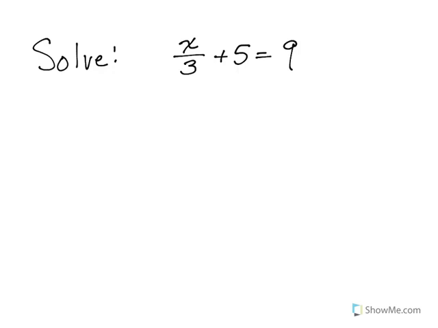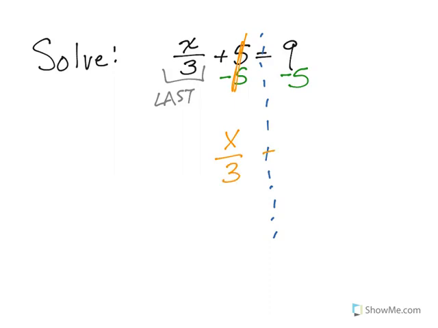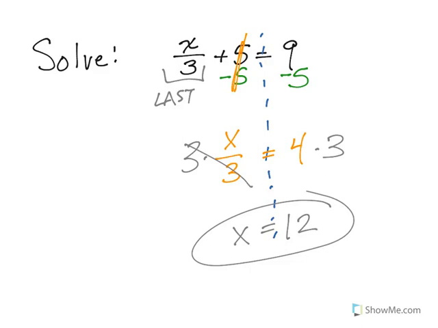Let's do one more just for fun. Last one. Okay, so we have our equal sign. I see my variable piece, so this is last. I see the plus 5, so I'm going to subtract 5 from both sides. 5 minus 5 is 0, so I'm left with x over 3 equals 4. And then this is division, right? A fraction bar is the same as division. So I multiply both sides by 3, and again, x equals 12.